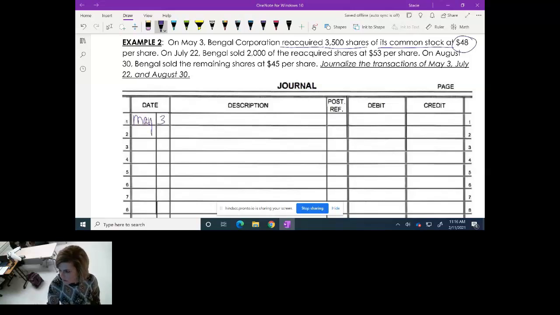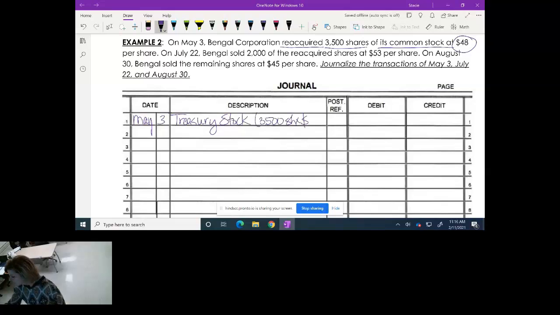May 3rd, we're going to debit cash. No, I'm sorry, debit treasury stock. I'm so used to doing the issue. So how much am I going to debit my treasury stock for? That's 168,000. 3,500 shares times $48 a share. And then we'll credit cash because we're paying for it.